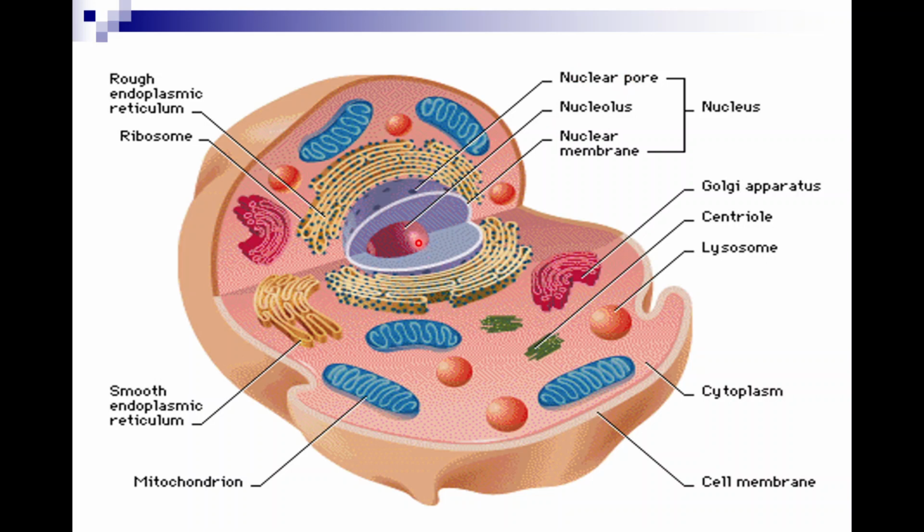This is inside the nucleus, the nuclear membrane, and the nucleolus is seen, which is the brown color structure. Together these three structures, that is nuclear pore, nucleolus, and nuclear membrane, form the combined or assembled structure which is called the nucleus.